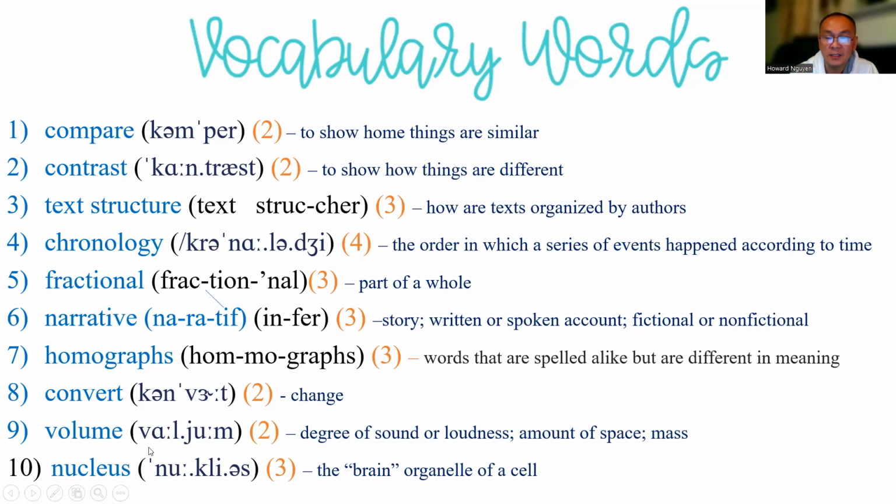Nucleus. The nucleus, we are learning about the cell, whether it's an animal cell or plant cell. So the cell has a brain. The brain is the nucleus. And the nucleus tells the other organs what needs to be done. So: compare, contrast, text structure, chronology, fractional, narrative, homographs, convert, volume, nucleus.